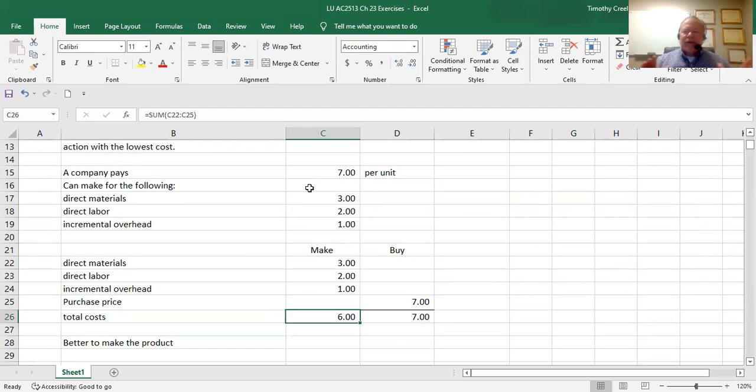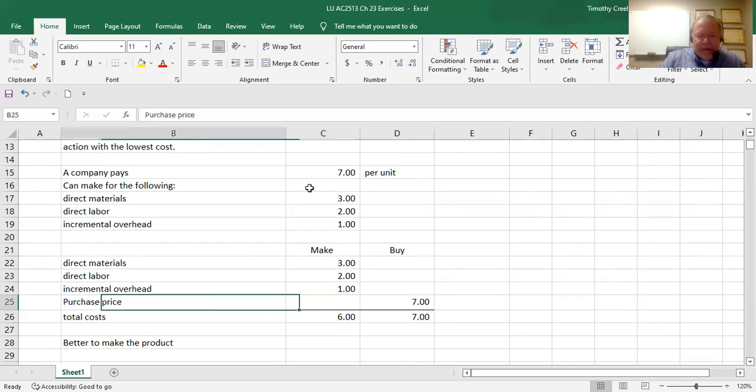And again, the decision alternative is you want to choose the option with the lowest cost to the company. Now, one thing I did want to mention about this is that when it comes to overhead, you don't apply the total overhead. You only want to apply incremental overhead. Incremental overhead would be what changes. If we decide to buy, what changes with overhead? And so that would be the incremental portion.